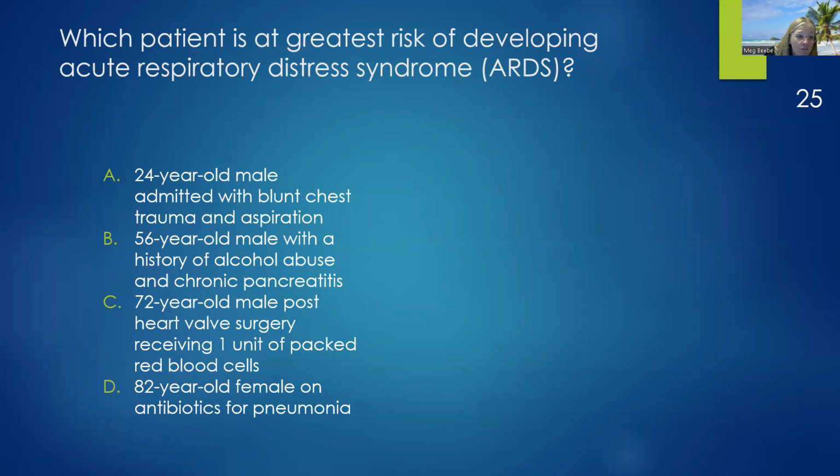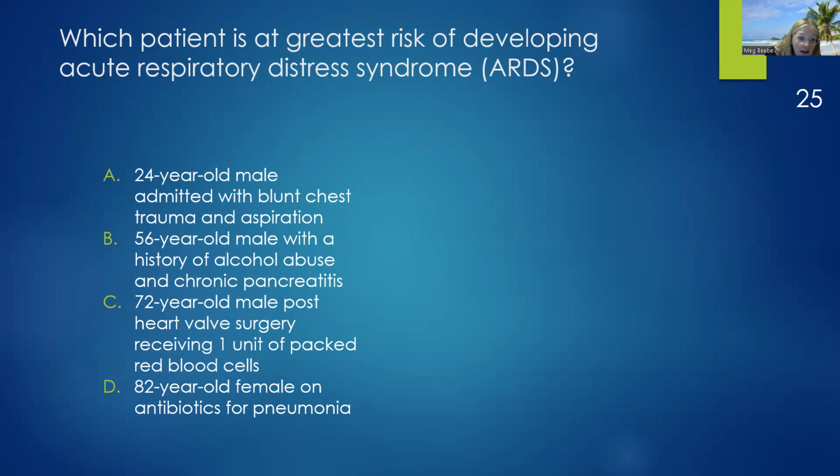On this question, we're going to be looking at which patient is at greatest risk for developing acute respiratory distress syndrome. We've got a 24-year-old patient admitted with blunt chest trauma and aspiration, a 56-year-old male with a history of alcohol abuse and chronic pancreatitis, a 72-year-old male post-heart valve surgery receiving 1 unit of packed red blood cells, and an 82-year-old female on antibiotics for pneumonia.